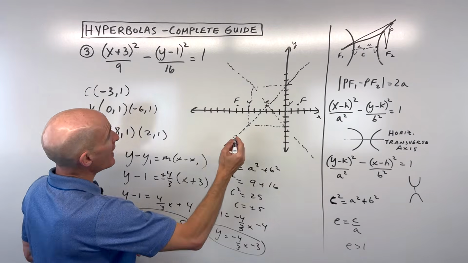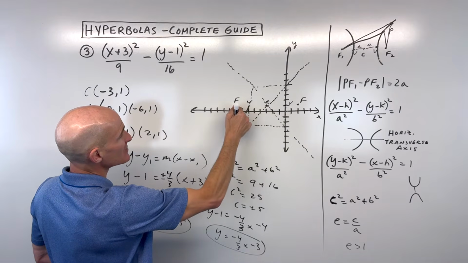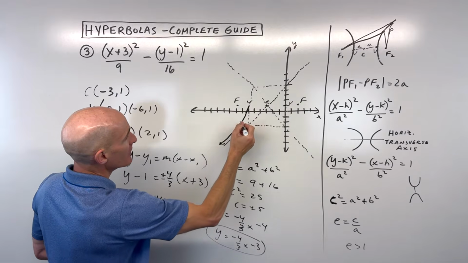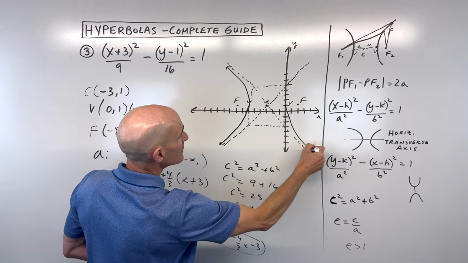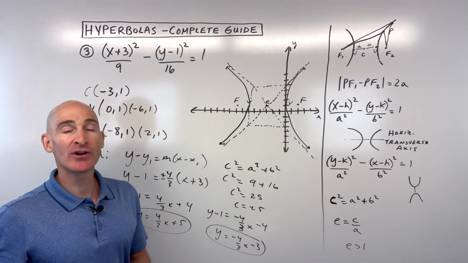And the only thing we have to do now is graph it, which remember, it starts at the vertices. Sometimes students make a mistake and draw it through the foci. Goes through the vertices here, approaches those asymptotes. And that's the graph of our hyperbola. Let's take a look at another example.